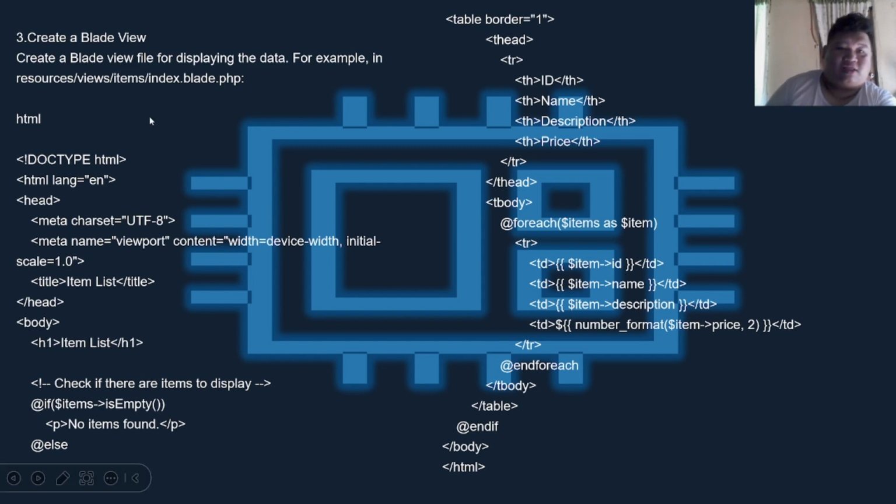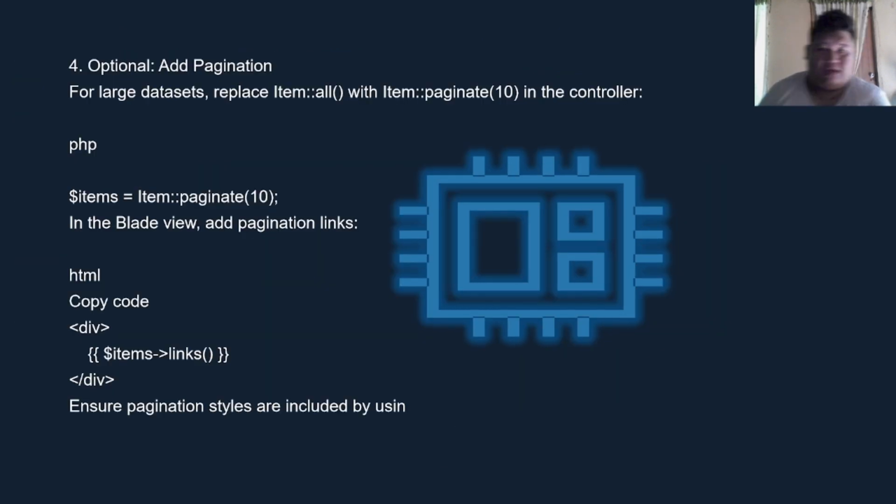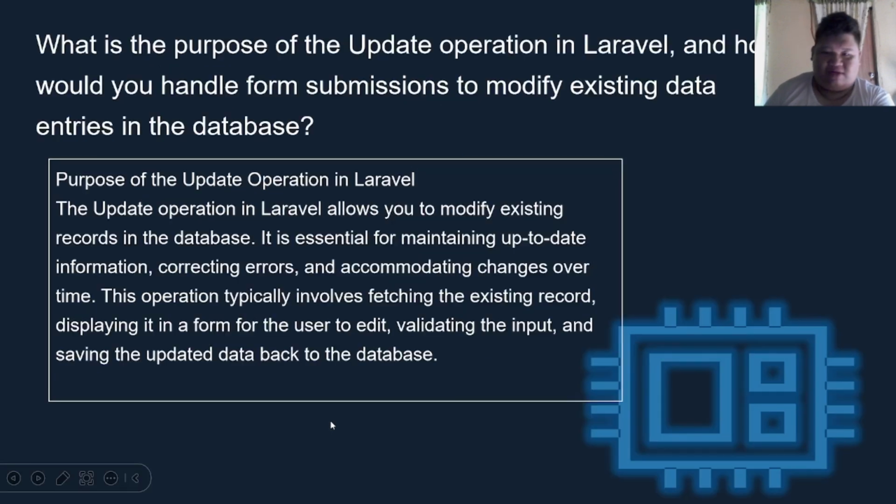Then create a blade view file for displaying the data, for example in resources/views/items/index.blade.php. Here's the HTML code for creating a blade view. And proceed tayo. Optional, add pagination for large data sets. Replace Item::all with Item::paginate 10 in the controller. In the blade view, use items, and pagination links like items links. Ensure pagination styles are included by using.